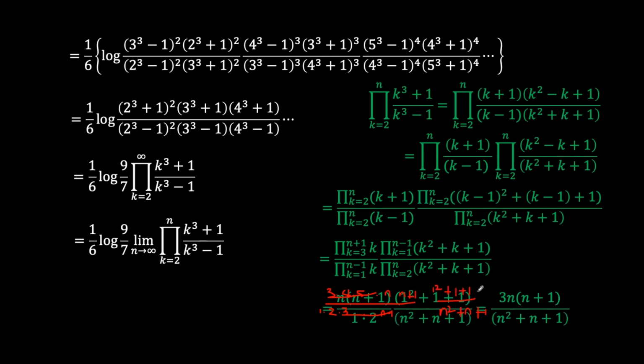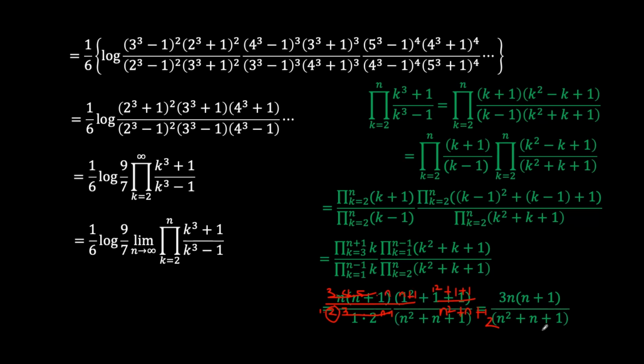So essentially, that becomes that, as shown here, which equals 3n, because there is 3 here, 1 plus 1 plus 1, 3. And then here we have n times n plus 1. And in the denominator, we have a 2 that needs to be there. There's 2 here. And then there is the n squared plus n plus 1. So 2 times n squared plus n plus 1. So this is the product of k cubed plus 1 over k cubed minus 1 up to n.